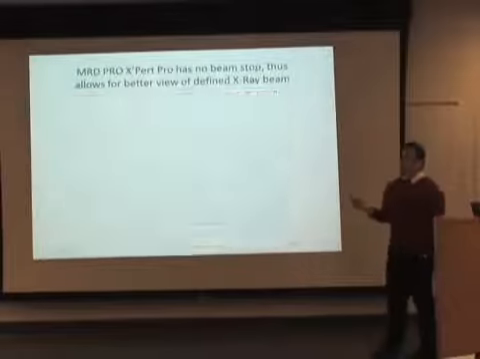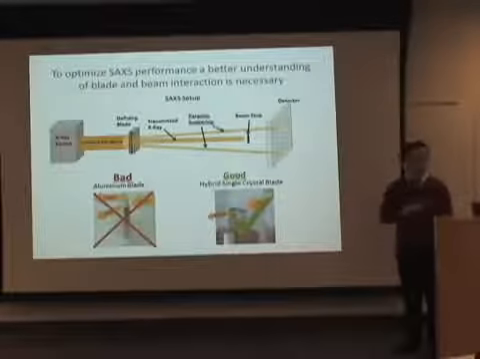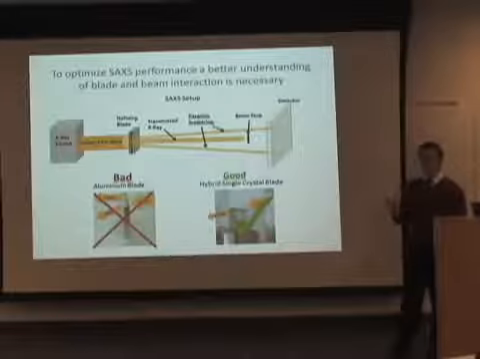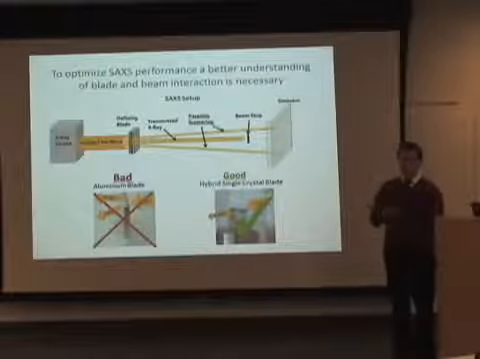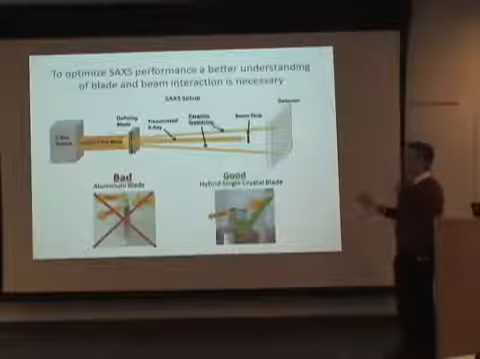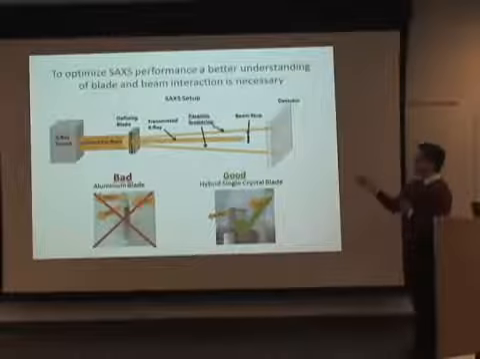Oh sorry, I forgot to mention that the SAXS setup has some fallacy to it. Since we're trying to get a better perspective of the entire incident X-ray beam interacting with the blade, or the transmitted beam that comes about from it, we need a better view of the entire beam. And we can't because of the beam stop.